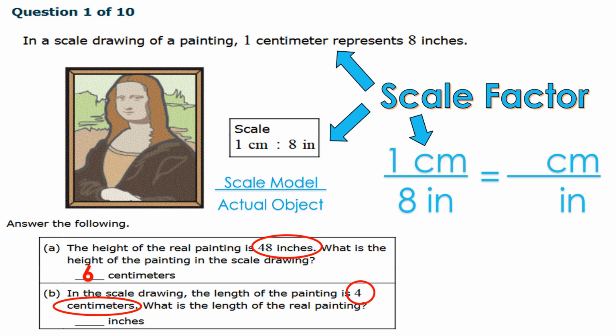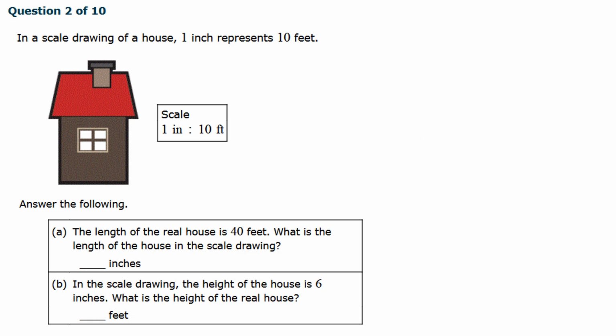So again, since this is the scale drawing, we'll put that 4 centimeters up on top where the centimeters are, because that's the scale model. Then of course the piece we're looking for is the actual painting. So again, we'll multiply diagonally and then divide by the only number we have left. And 4 times 8 is 32. So the actual length of the painting is 32 inches. Alright, on to question 2.